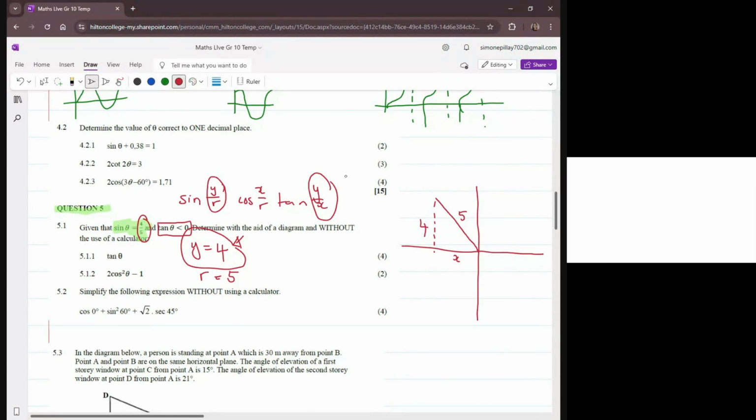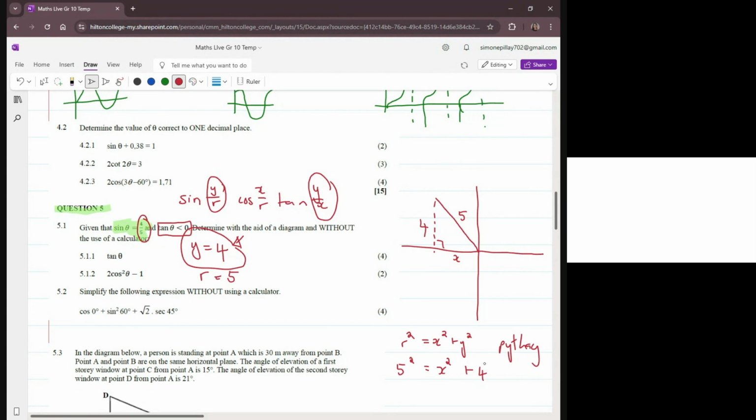100%. We can use Pythagoras. We have a right-angled triangle with a missing length. We know 2 of the 3, which means we can use Pythagoras. So Pythagoras' theorem says that r squared is equal to x squared plus y squared, and remember, always give a reason when you use Pythagoras. My r is 5, my x is what I'm trying to figure out, and my y is 4.